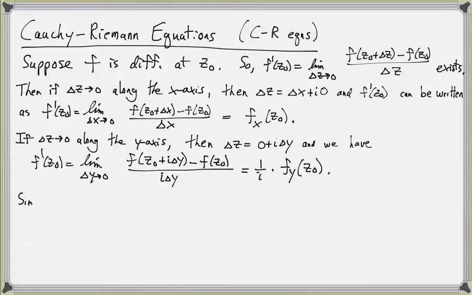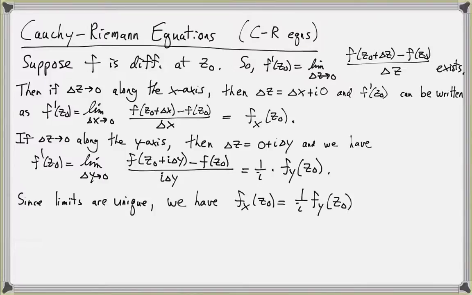So again, since limits are unique, we have that the first partial derivative of f with respect to x at z0 must equal 1 over I times the first partial derivative of f with respect to y at z0.